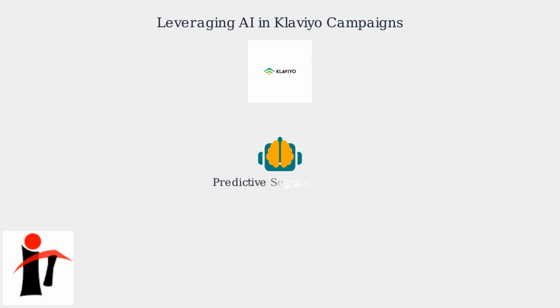AI also powers predictive segmentation, helping identify customers likely to churn or respond to upsell opportunities. This uses machine learning to forecast behaviors based on data patterns. Additionally, AI can generate compelling subject lines automatically. This feature can reduce content creation time by up to 50%, allowing marketers to focus on strategy rather than writing.